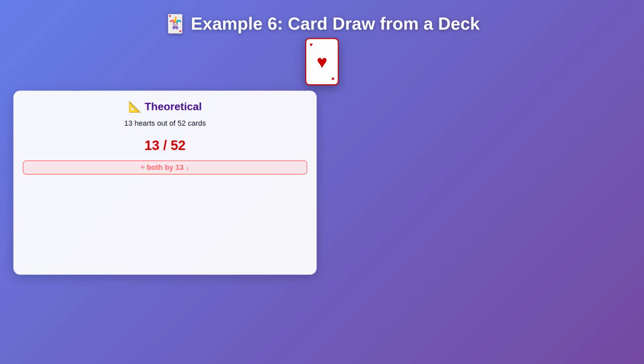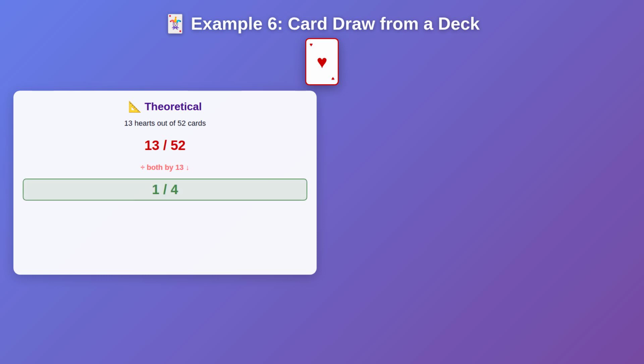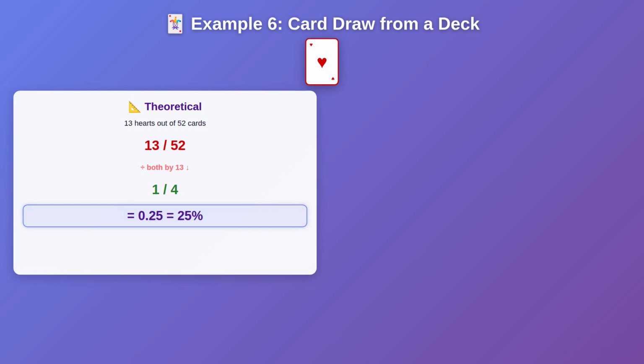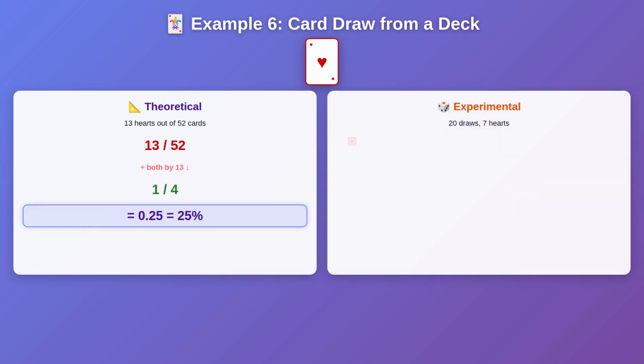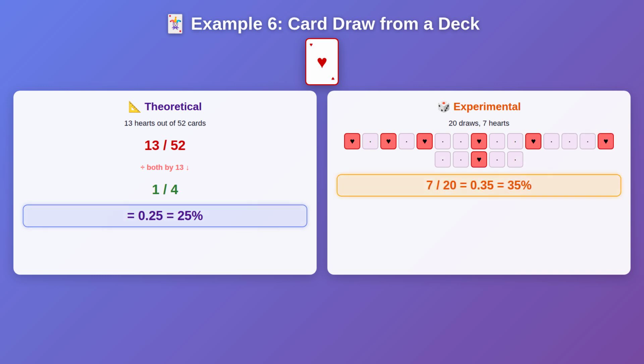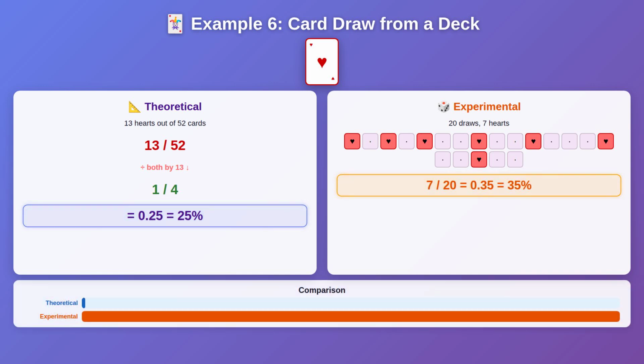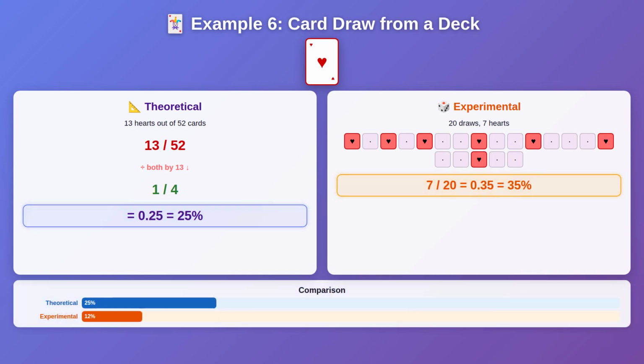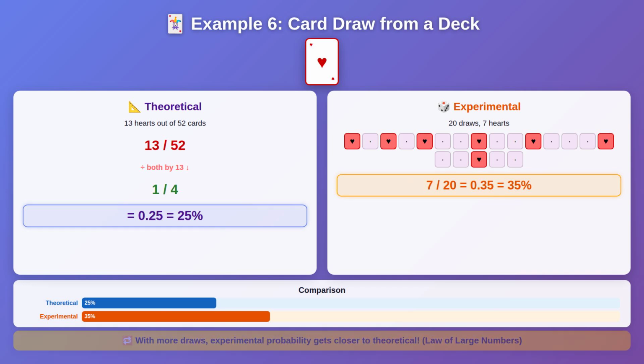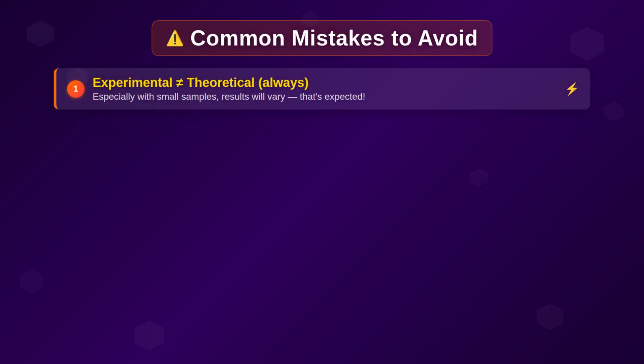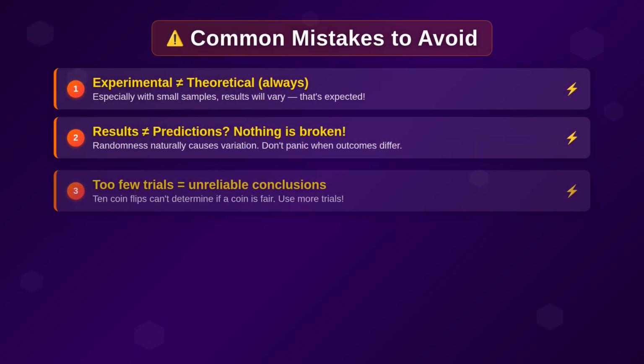Last example. Maya draws a card from a standard 52-card deck. She wants to find the probability of drawing a heart. There are 13 hearts in a deck of 52 cards. Theoretical probability, 13 divided by 52 simplifies to 1/4, which equals 0.25, or 25%. Equals 0.35, or 35%. Theoretical is 25%, experimental is 35%. With only 20 draws, this gap is expected, and with more draws, they'd get much closer to matching.